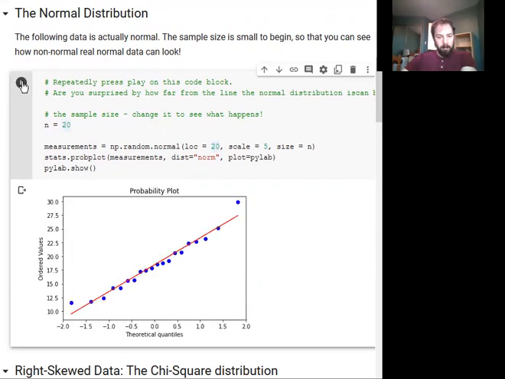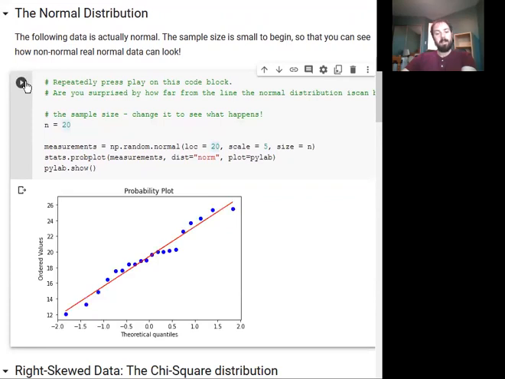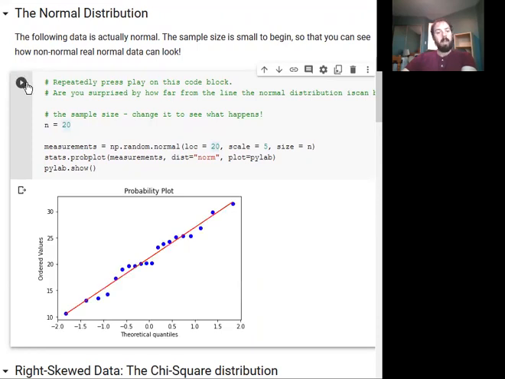I could be here forever looking for the right one, or it might be next. I don't know. I'm trying to find one that really doesn't look normal, because that happens somewhat frequently. Yeah, maybe I'm not going to find it right now.